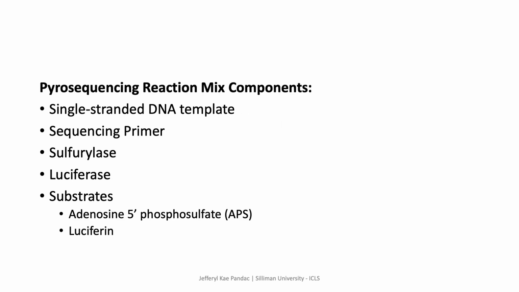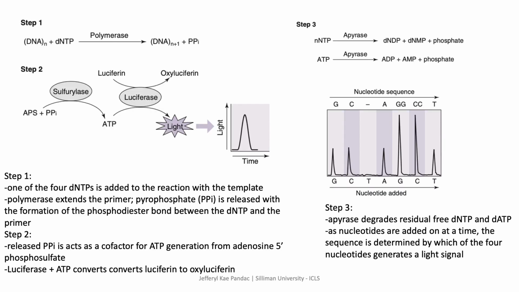The pyrosequencing reaction mix consists of a single-stranded DNA template, a sequencing primer, sulfurylase, luciferase, and the two substrates, adenosine 5'-phosphosulfate and luciferin. So you will see the functions of each of these components in the next slides. For a more detailed explanation about pyrosequencing, the method starts off with the addition of one of the four dNTPs to the reaction with a template.